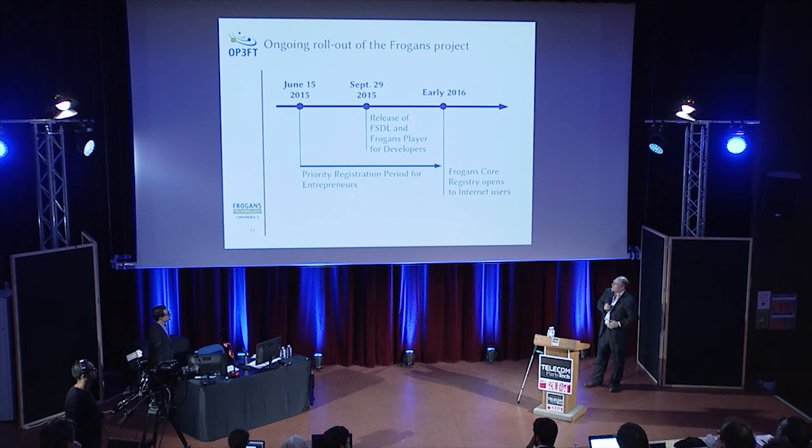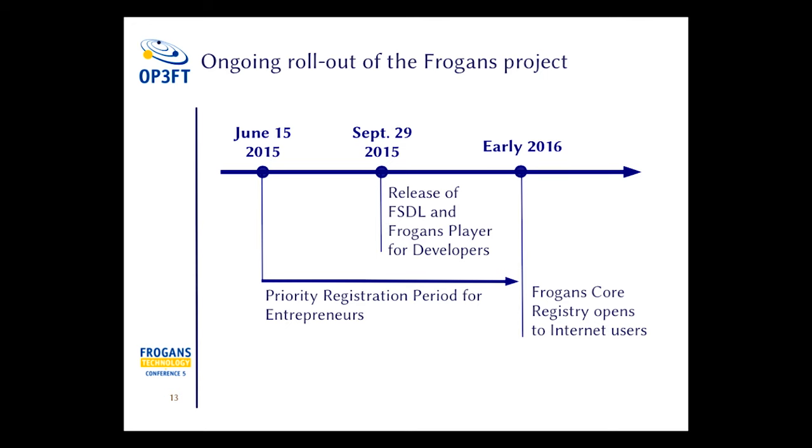What are we going to do with your feedback? Well, we will include your feedback in our Frogans Technology rollout plan. We're currently in what we call the priority registration period for entrepreneurs, so we give people like you the possibility of having registration for their Frogans network name. September today, release of FSDL and Frogans Player for developers, and early 2016, we will open the Frogans Core Registry so that people can start publishing Frogans sites that can be seen by anyone. So between now and beginning of 2016, we will include your feedback.